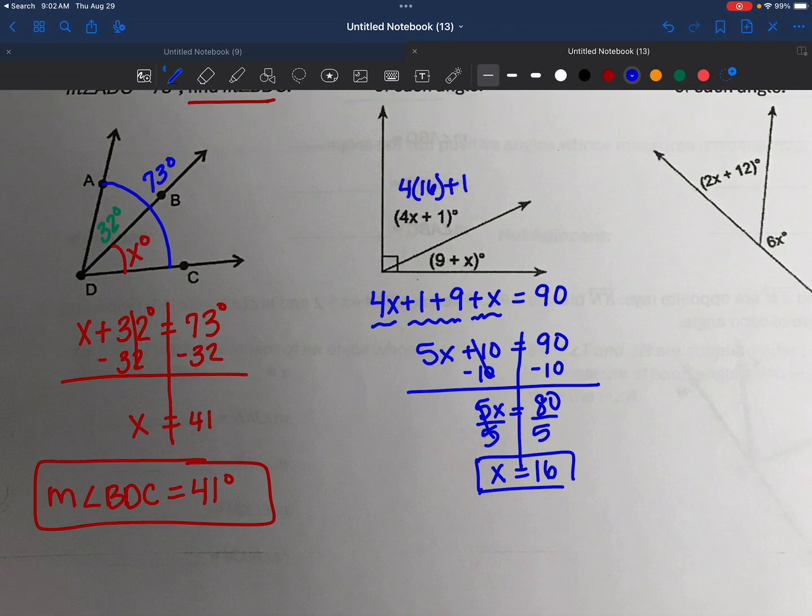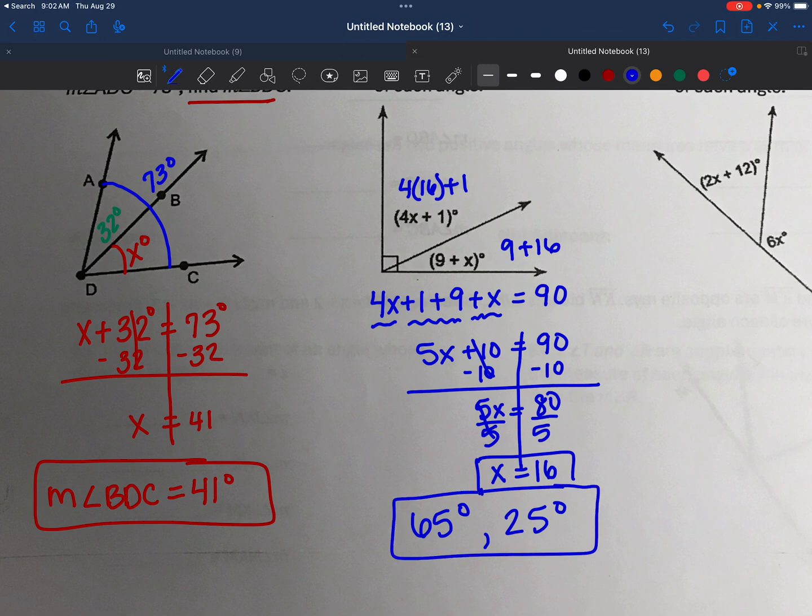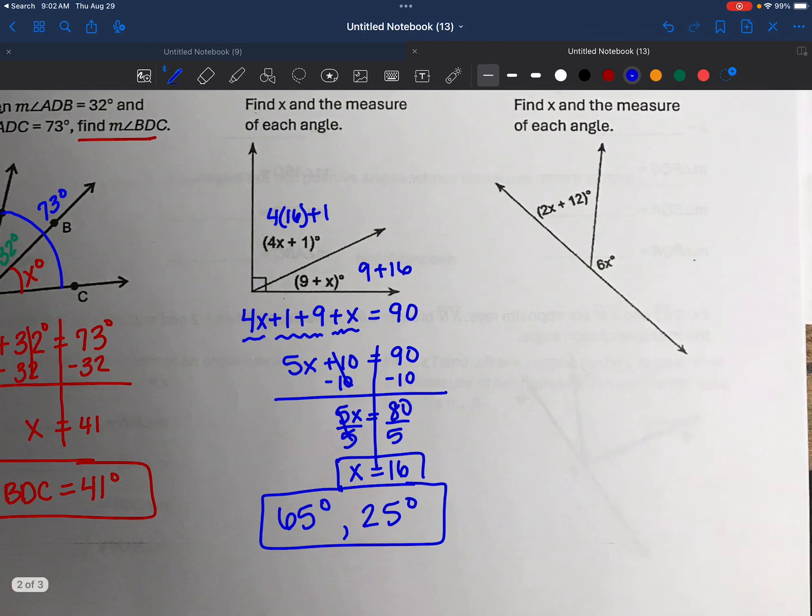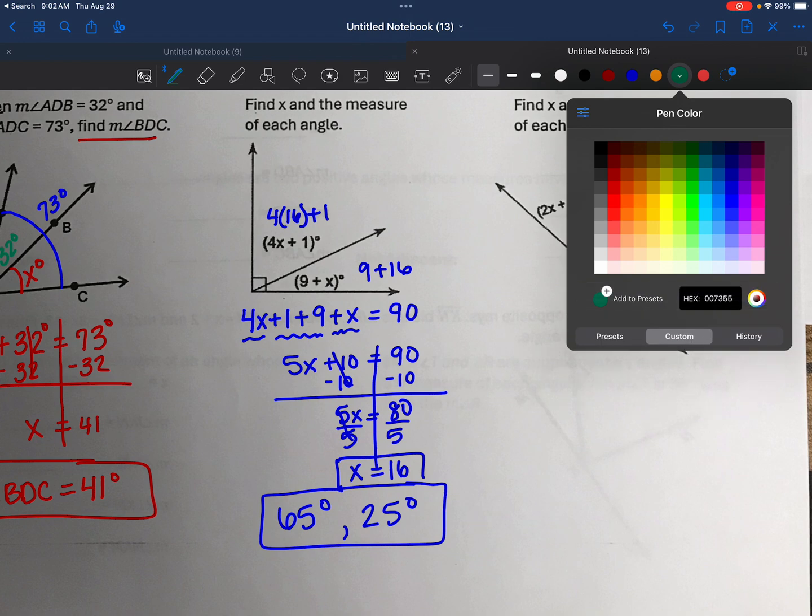Good. Now, I'm okay even if we write this up here, 4 times 16 plus 1, and then 9 plus 16. Now, it doesn't give us a name for these angles, right? So I can't put measure of angle something, because I don't have that. So on this, we can just write our two answers. So, what is 4 times 16? 64. 64 plus 1. So our first angle is 65 degrees. What's 9 plus 16? 25. So on this, it's okay if we just write our two answers out. Okay? Good.